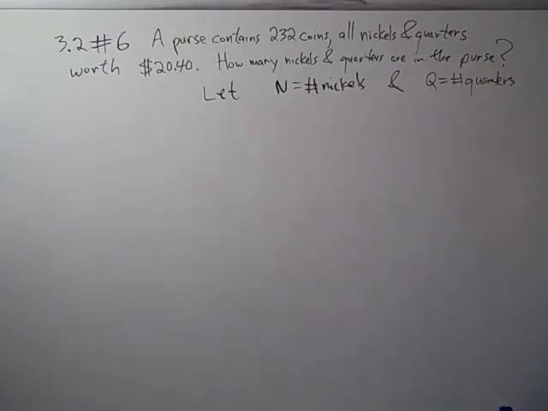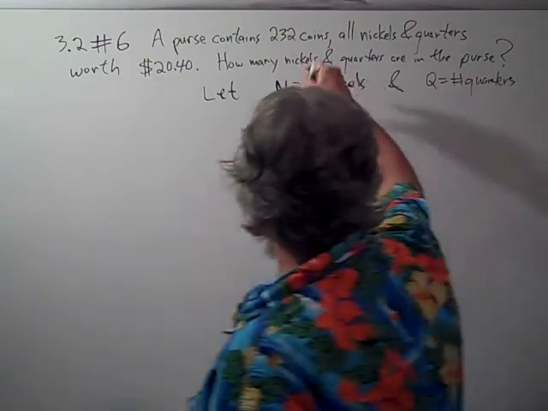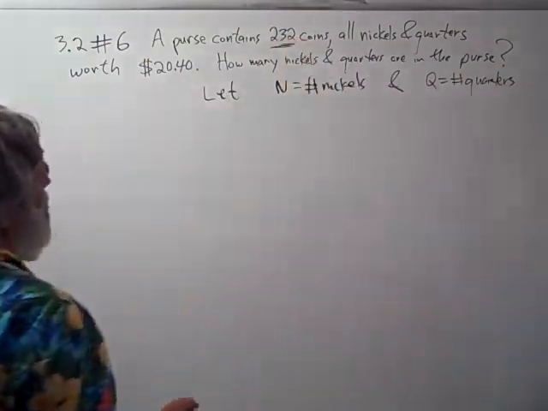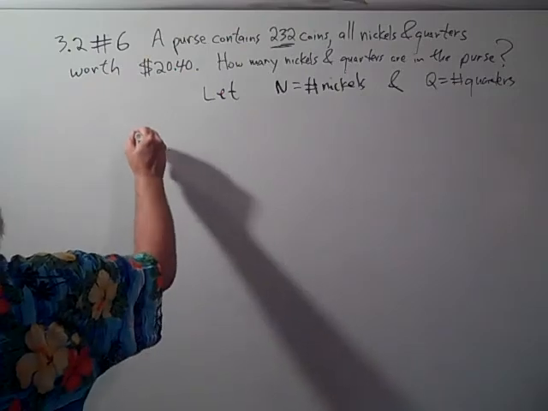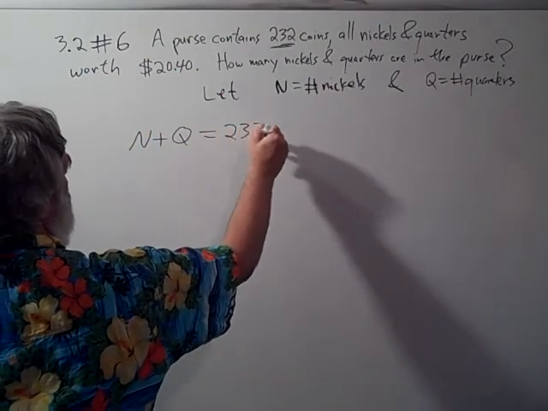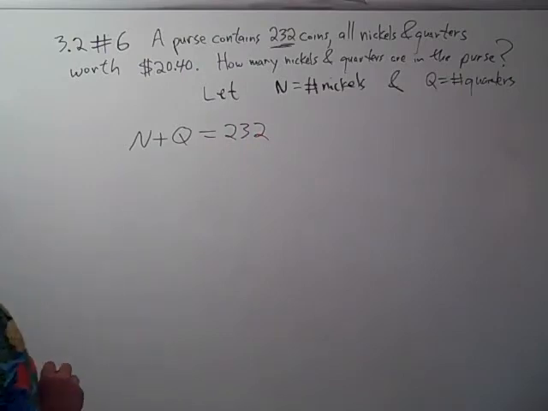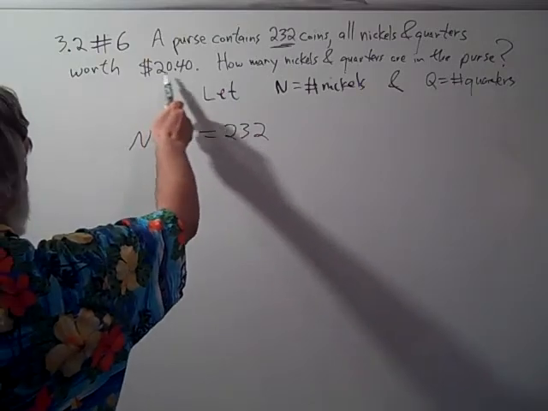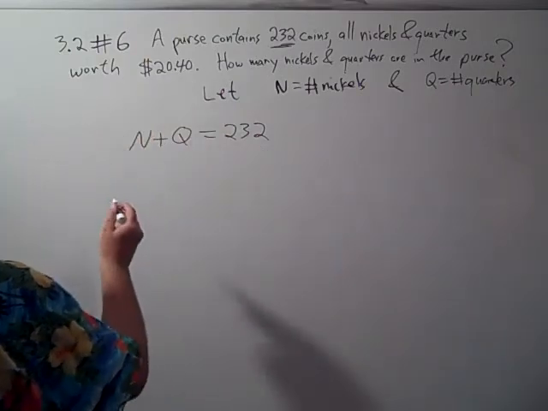Now we can start expressing the information they give us in terms of n and q, those variables we've created. There's 232 coins altogether, so the number of nickels plus the number of quarters adds up to 232. That's just an equation of how many of each coin. We also know the total amount of money they're worth is $20.40.